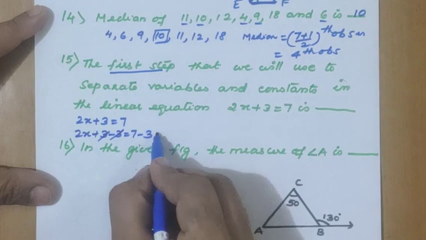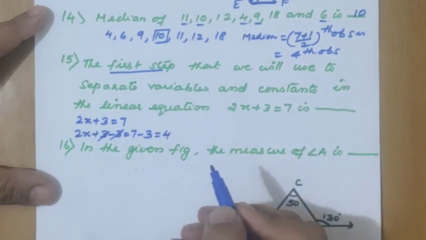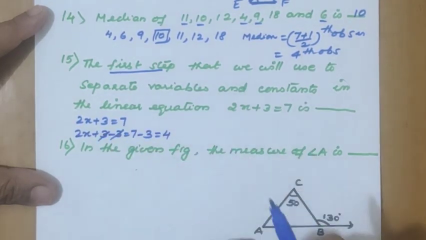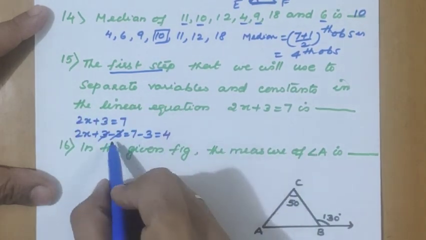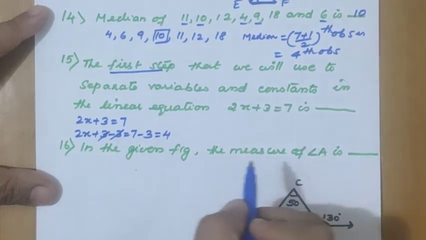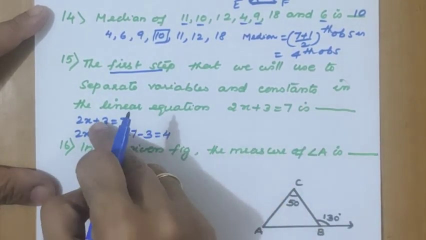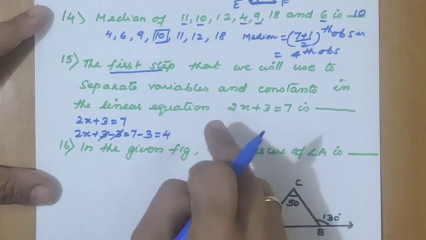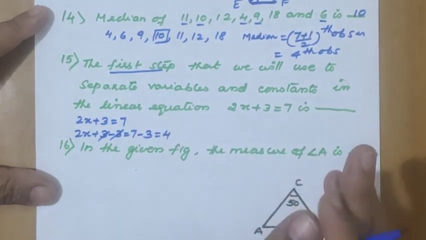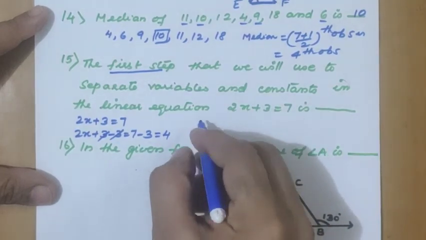So 3 will get cancelled. So this side 4 only. So 2x equal to 4. Next step only we are going with the variable. So other than variable, what is there? That should be eliminated. That is the first step. So you can use the words that either 3 should be transposed to RHS. That is also correct only, or otherwise subtract 3 from both the sides. So 2 answers correct only.